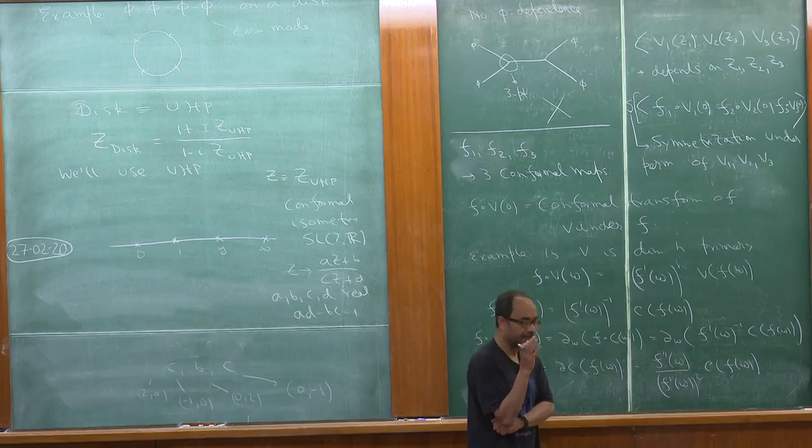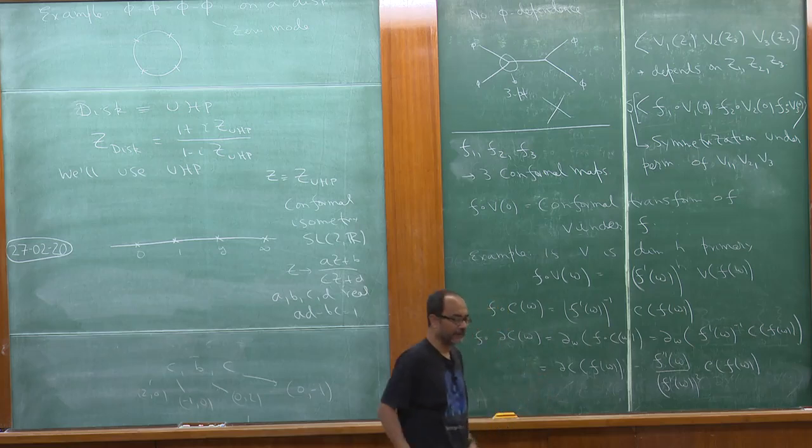Yes, the F's are real. F's are real maps in this case, right? For closed strings, they don't have to be real. In this case, it maps onto a real line, exactly. Otherwise, of course, it doesn't make sense.